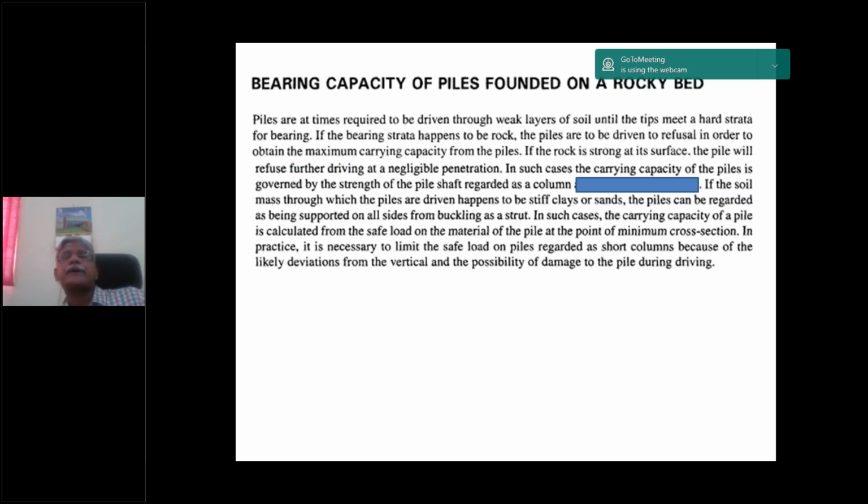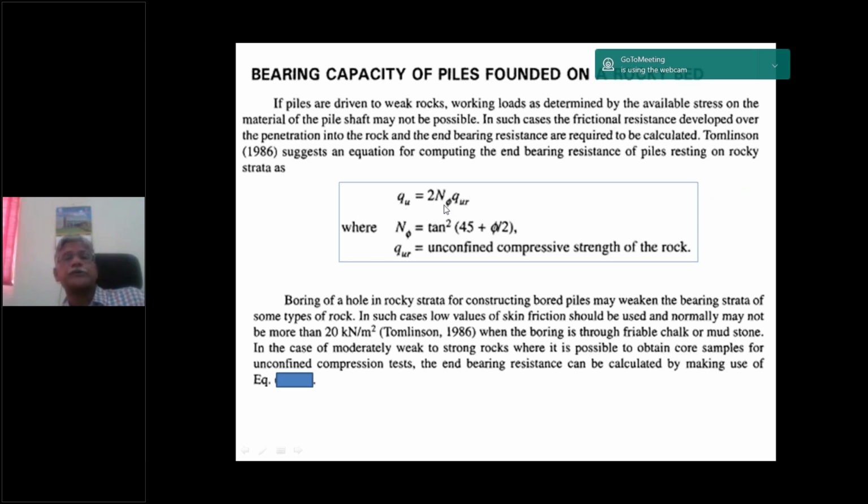The bearing capacity of piles founded on a rocky bed. So the simple formula that you can utilize here: Qu equals 2 times N phi times QUR. N phi is tan squared (45 plus phi by 2). Phi is the angle of internal friction. QUR is nothing but the unconfined compressive strength of the rock.